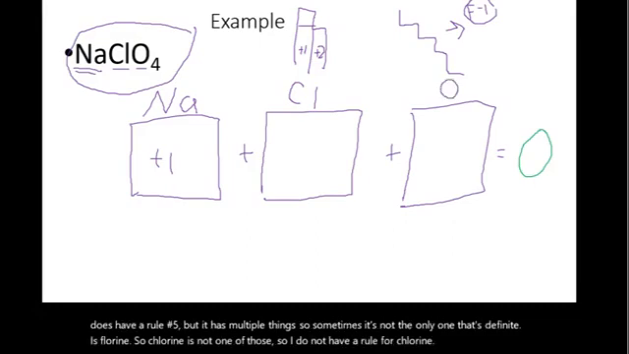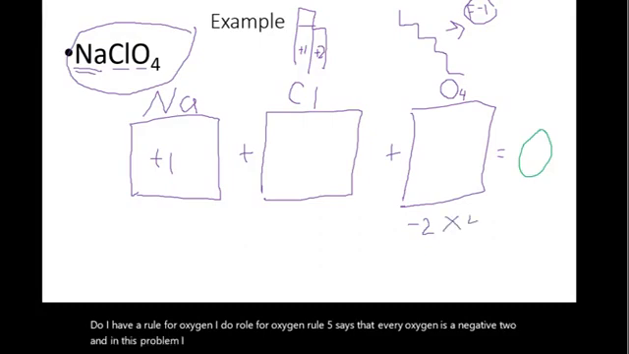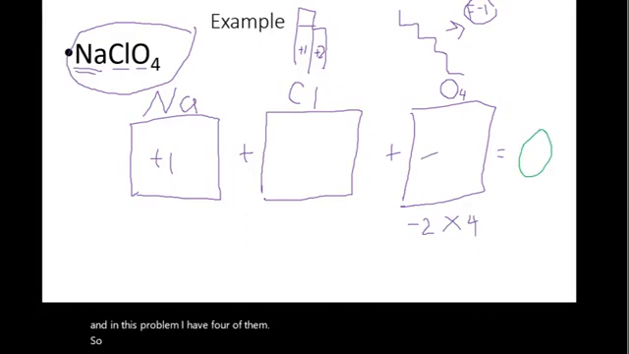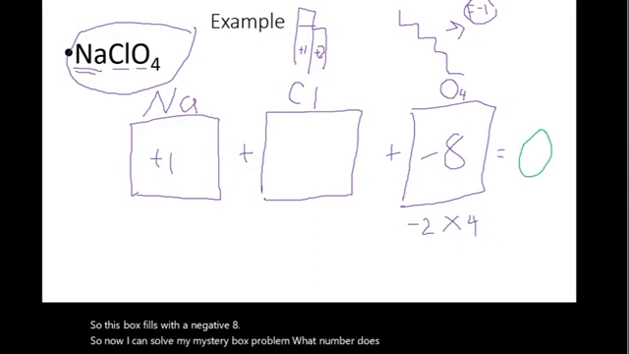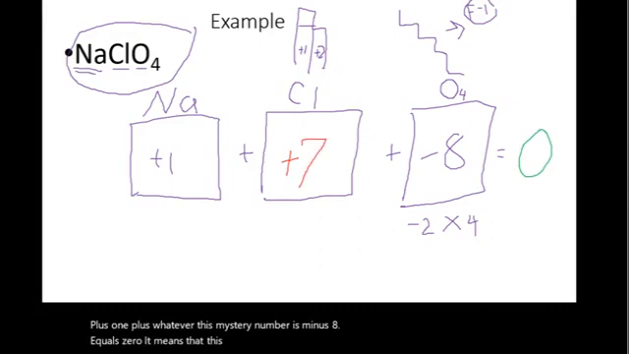Do I have a rule for oxygen? I do have a rule for oxygen. Rule number 5 says that every oxygen is a -2. And in this problem, I have 4 of them. So this box fills with a -8. So now I can solve my mystery box problem. What number does the chlorine in this case have to be if +1 plus whatever this mystery number is, plus -8, equals 0? It means that this chlorine had to be a +7.